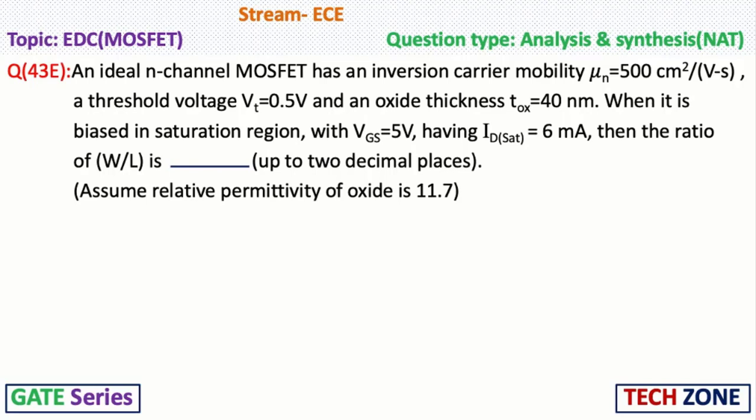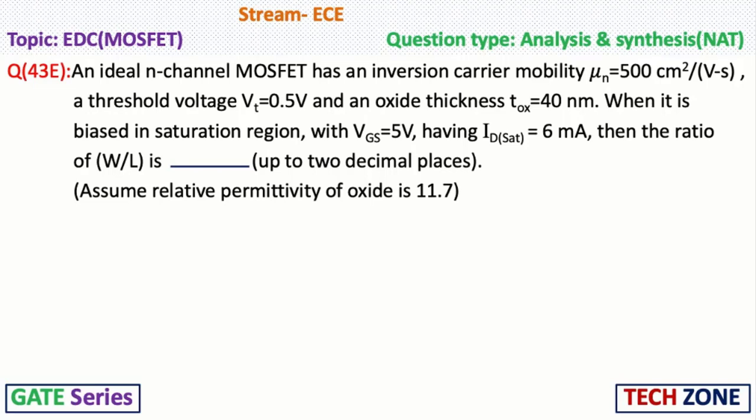The question here is: an ideal n-channel MOSFET has an inversion carrier mobility μn equal to 500 cm²/V·s, a threshold voltage Vt equal to 0.5 volt, and an oxide thickness tox equal to 40 nanometer. When it is biased in the saturation region with VGS equal to 5 volt, having ID saturation equal to 6 milliampere, then the ratio of W by L is fill in the blanks, and the answer should be up to 2 decimal places. Assume the relative permittivity of oxide is 11.7.